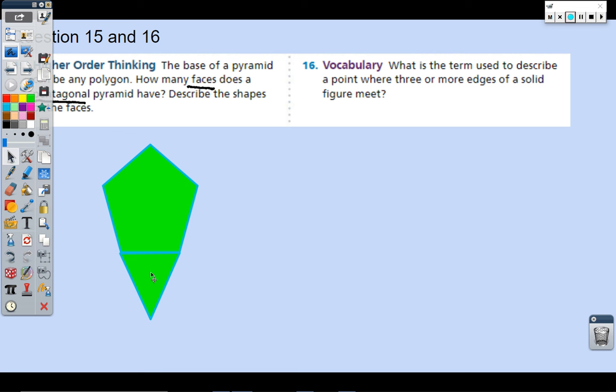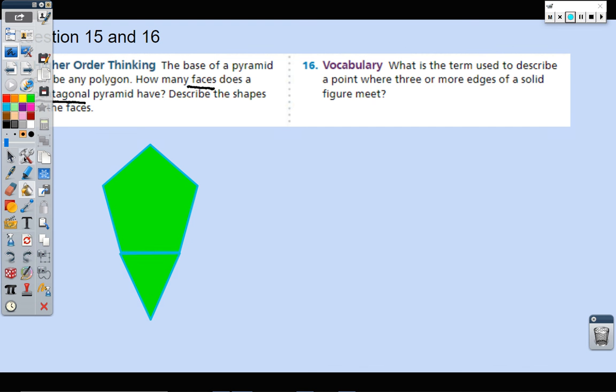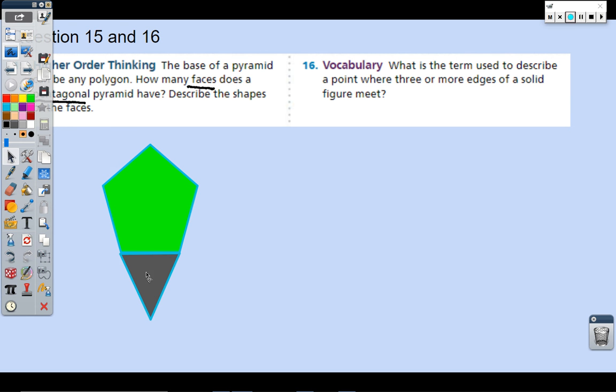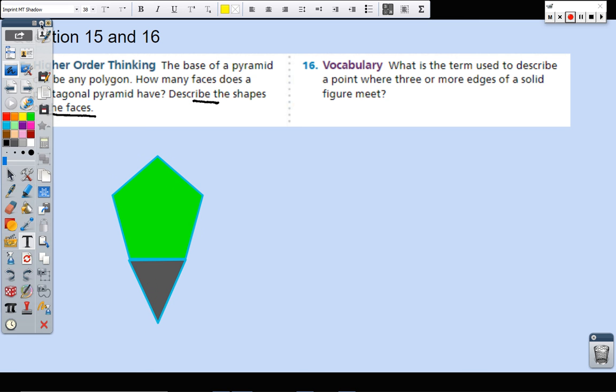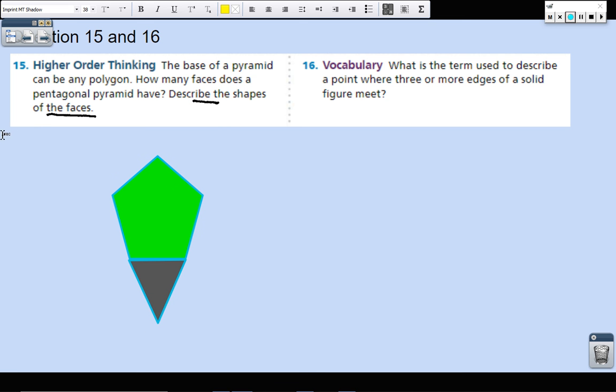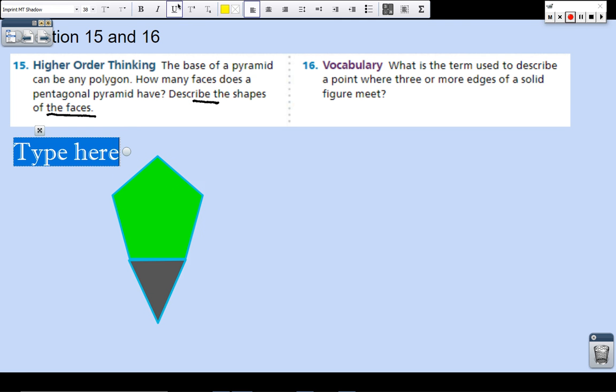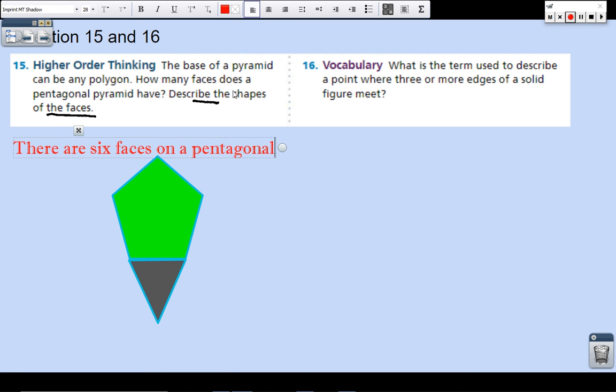So again, if I think about this, and let's just change the color. We're going to have these coming off of each of those. So we'd have 1, 2, 3, 4, 5, 6. So we'd have 6 faces. If I want to type this answer out, probably change the color too so we can see it better. There we go. There are 6 faces on a pentagonal pyramid.